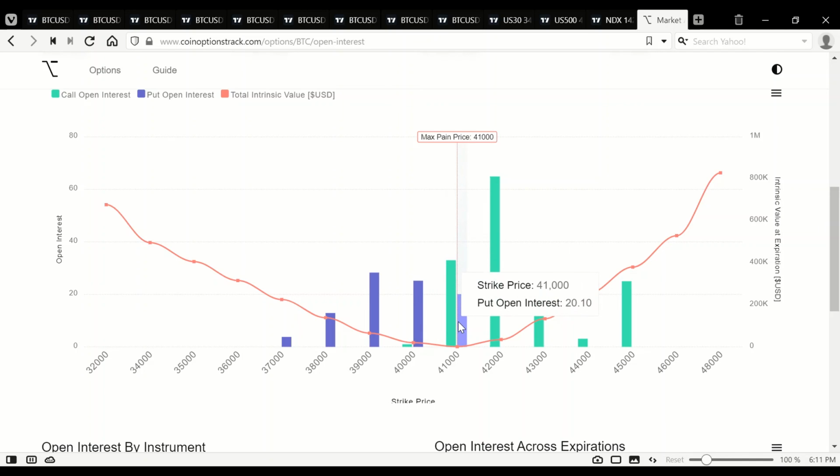So 40,500 to 41,500 might be the range for tomorrow. That's what this options open interest data suggests. 42,000 will certainly be a strong resistance. 40,000 will certainly be a good support.